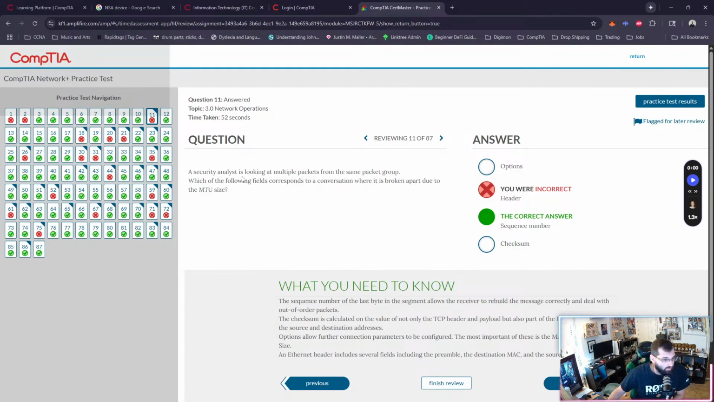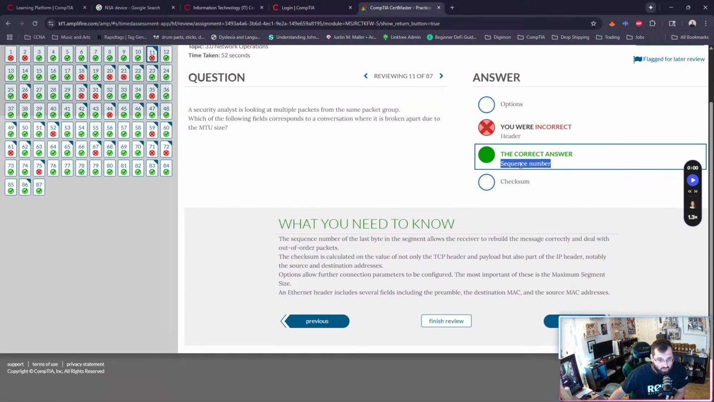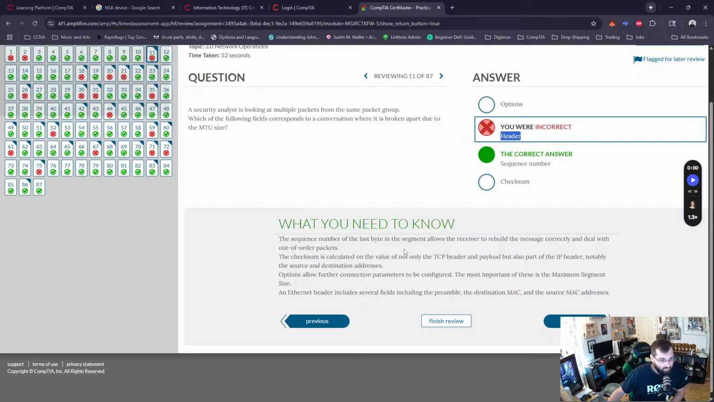Okay, security analyst is looking at multiple packets from the same packet group. Which of the following fields corresponds to a conversion where it is broken apart due to the MTU size? And the answer is a sequence number. I thought it was header. I thought it added a header to it.